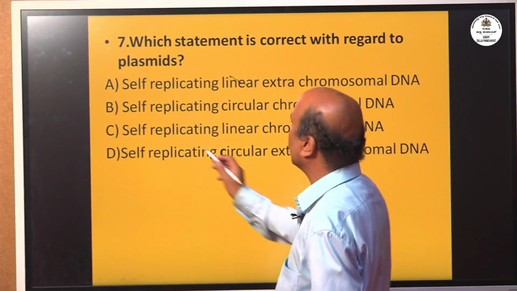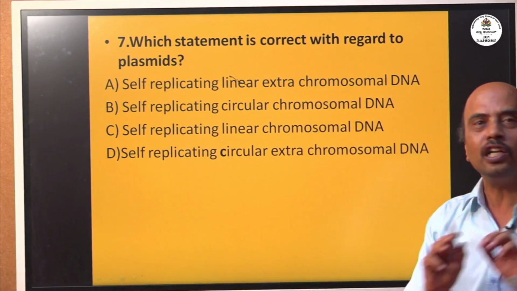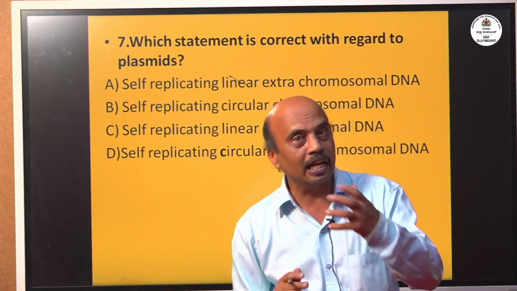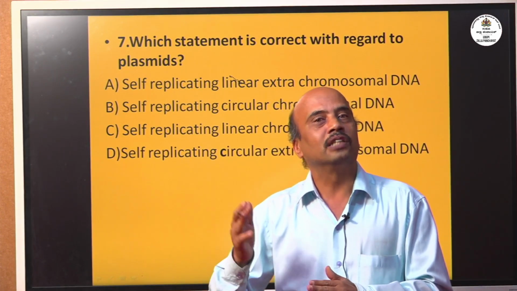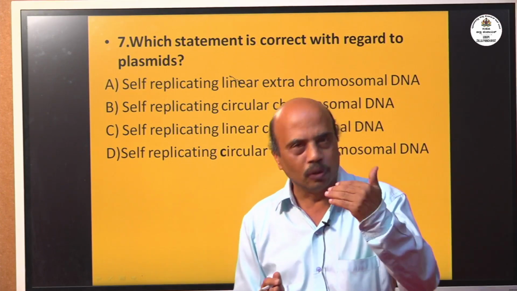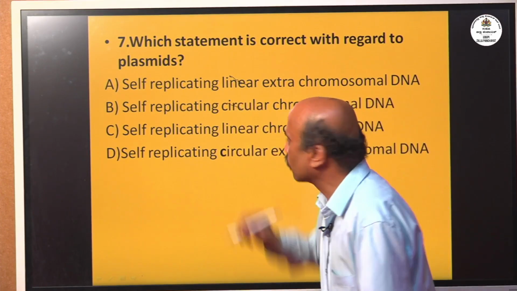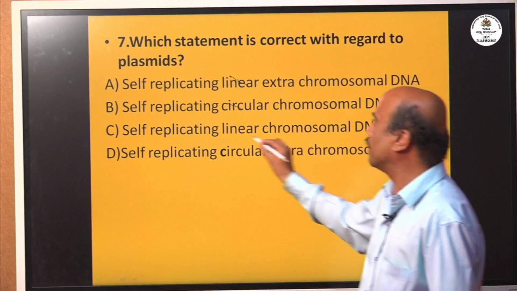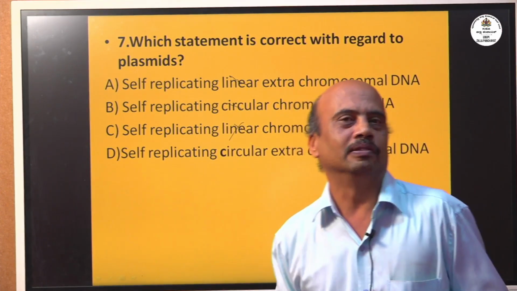Then B, self-replicating circular chromosomal DNA. It is not chromosomal DNA. You know, bacteria have main chromosomes, bacterial chromosomes. Chromosomal DNA here is also not linear, it is circular, lacking histone proteins, you all know that. So it is not chromosomal DNA, the second option is also wrong. Then self-replicating linear chromosomal DNA, once again the word linear is there, but it is not linear, it is circular.